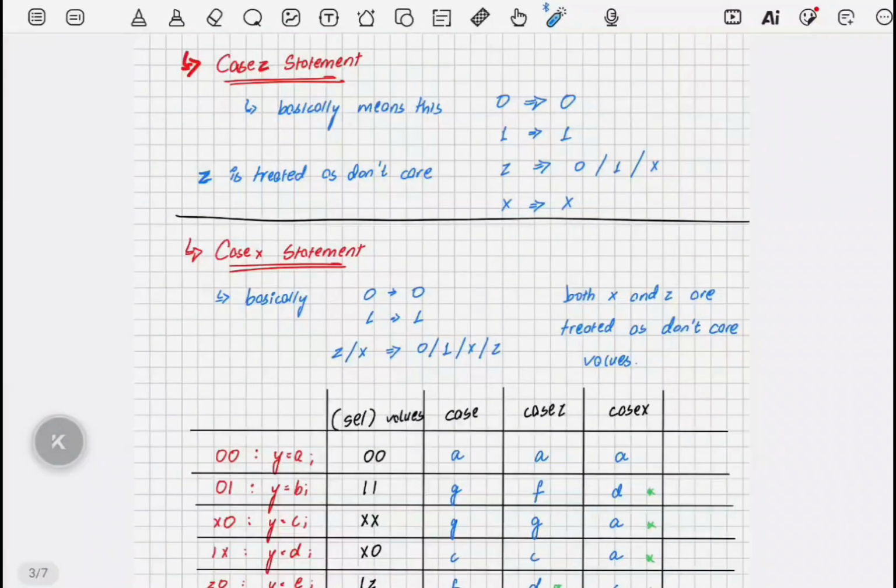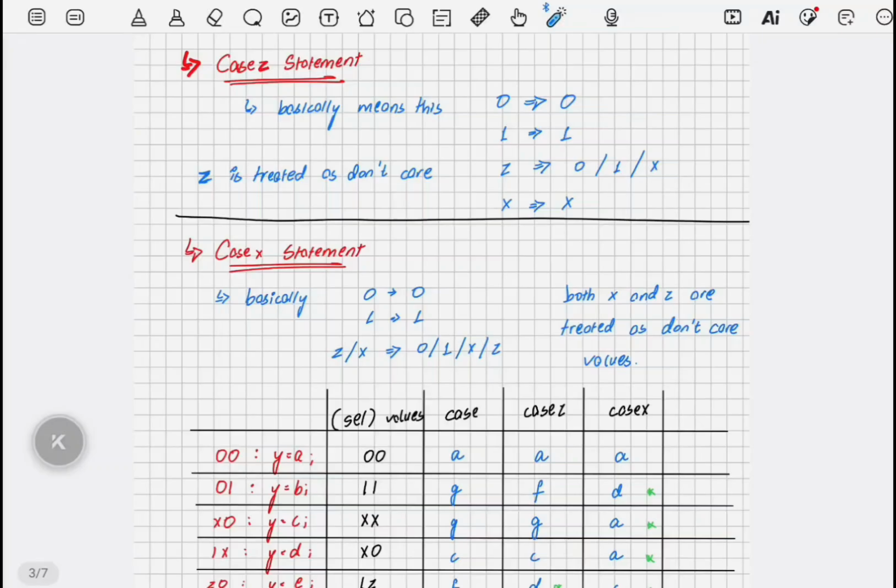Moving on, let's talk about the casez statement. Casez statement means Z is treated as don't care. Means 0 is treated as 0, 1 is treated as 1, and Z can be treated either as 0 or 1 or X, and X will be treated as X. Okay, I'll try to illustrate with an example. There it will be more clear.